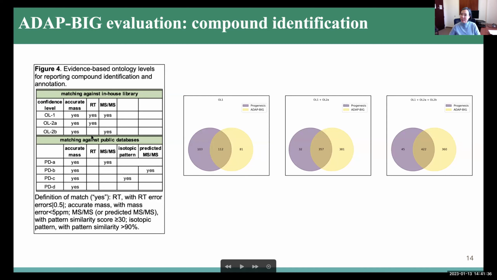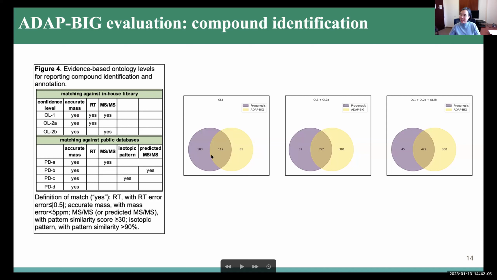Here I'm showing the criteria to be assigned to that particular level, and also for compounds that have been matched against public databases. Today, we are not going to talk anything about the PD level, the public database annotations. We'll only look at match results from after matching against the in-house library. So OL1 is the highest level, which includes matching in terms of mass, retention time, and MS.